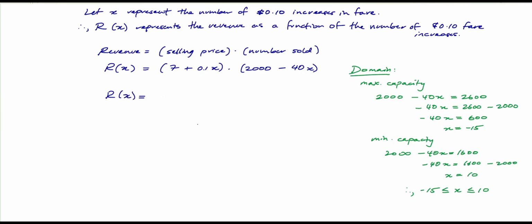Okay, so I'm going to go ahead and expand this out. Expanding this out is going to yield 14,000 minus 280x plus 200x, and then minus 4x squared. Okay, great. I'm going to rearrange that so that we can see it in a form that we're a little bit more familiar with and collect my like terms.